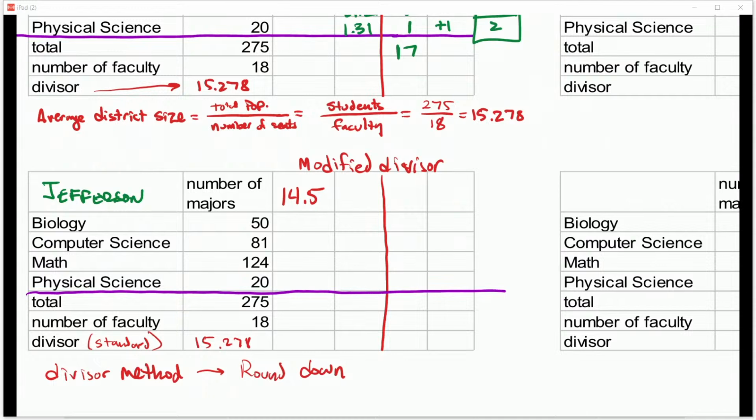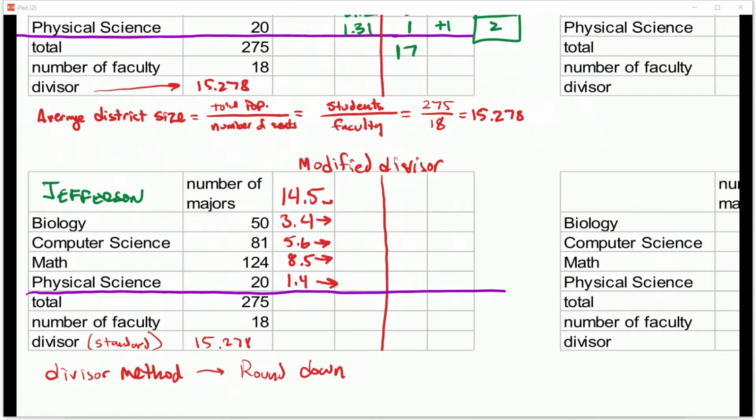So the modified divisor is 14.5. And now all I'm doing is 50 divided by 14.5, and I get 3.4. And then, not 50 now, it's 81 divided by 14.5, and I got 5.6. And then 124 divided by 14.5, and I got 8.5, or 8.6. It really doesn't matter because I'm about to round down. And then the last one is 20 divided by 14.5. Got 1.4.